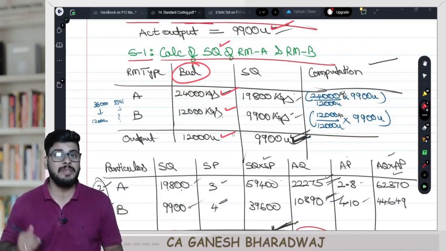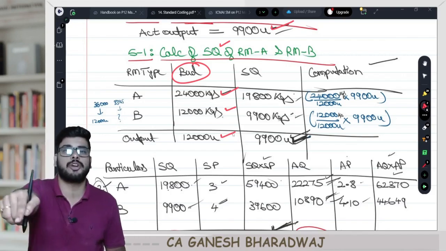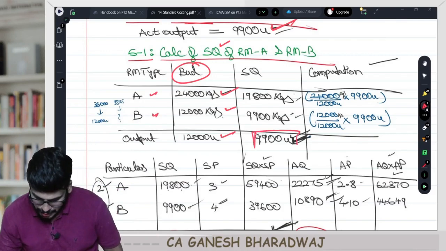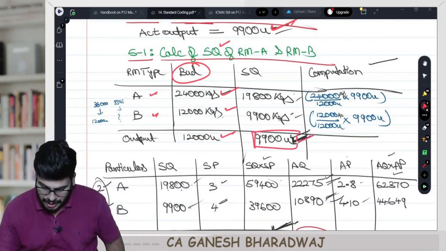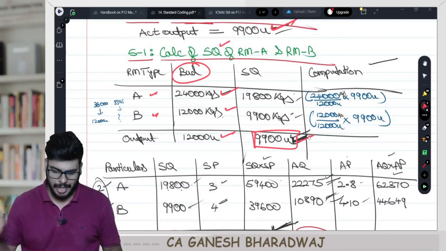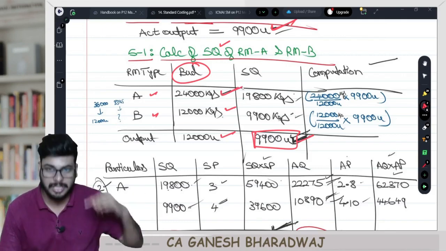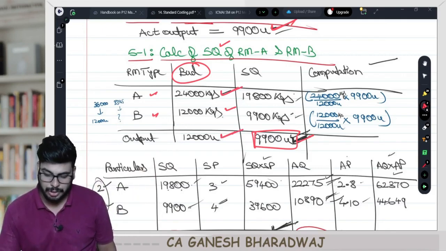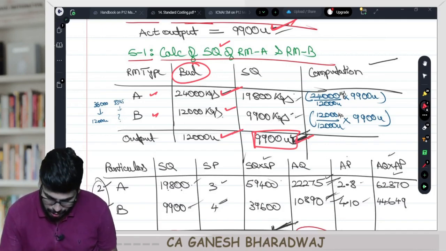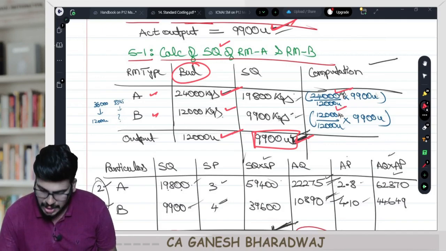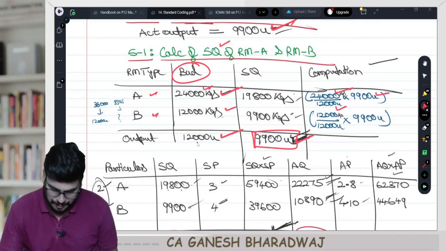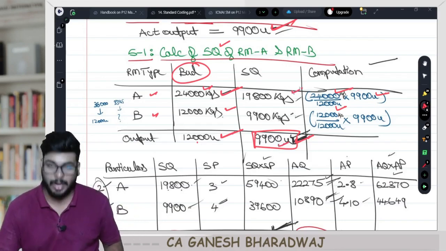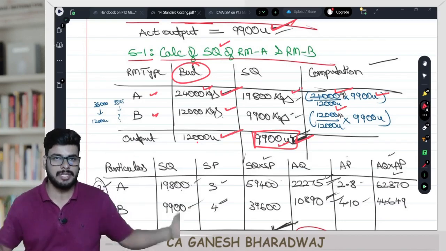Now, what do you mean by standard quantity? To achieve my actual production, how many kgs of raw material A and B should have been used? What is your actual output? 9,900. So for 9,900 units of output, how many kgs of A and B should I have consumed? If 24,000 kgs gives 12,000 units, then for 9,900 it is 24,000 divided by 12,000 into 9,900. Proportionately, you get 19,800. You should have consumed 19,800 kgs of A.